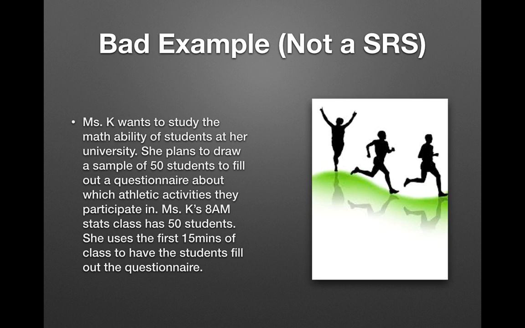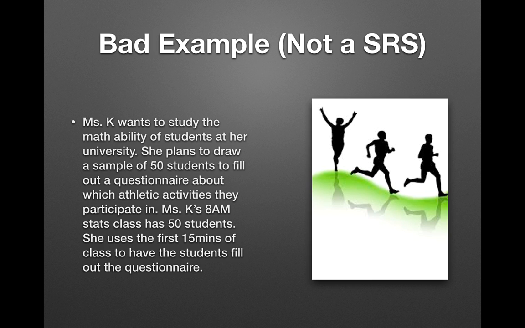She plans to draw a sample of 50 students to fill out a questionnaire about which athletic activities they participate in. In this case, the 8 a.m. stats class has 50 students, so she uses the first 15 minutes of class to have the students fill out the questionnaire. This is a really bad sample set because, first off, it's definitely not random. I selected the people that are all in my stats class.